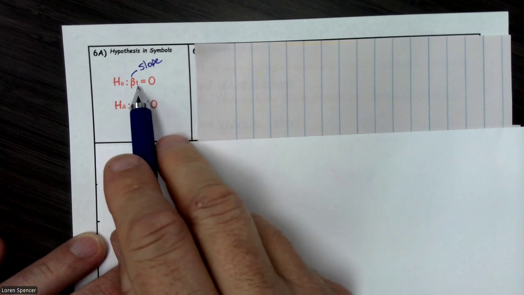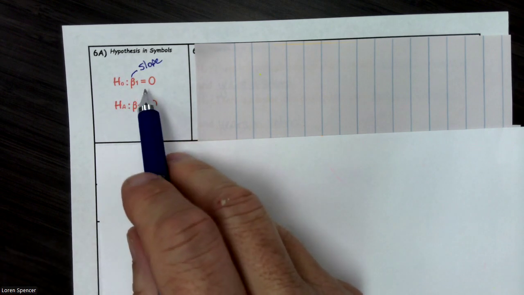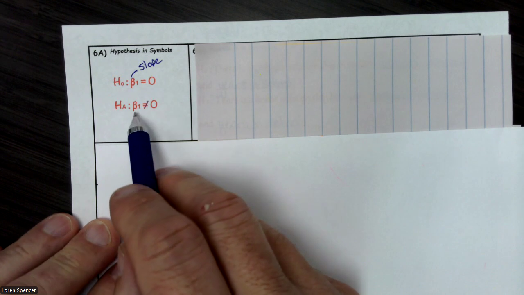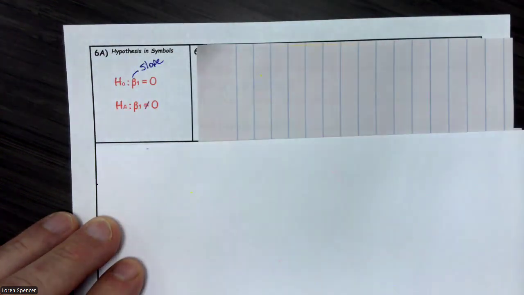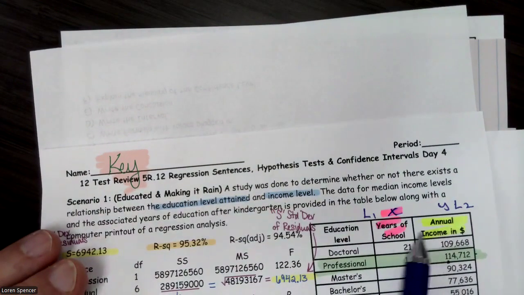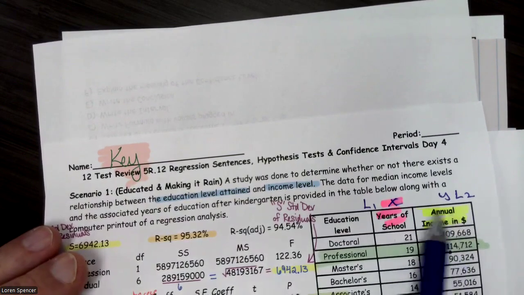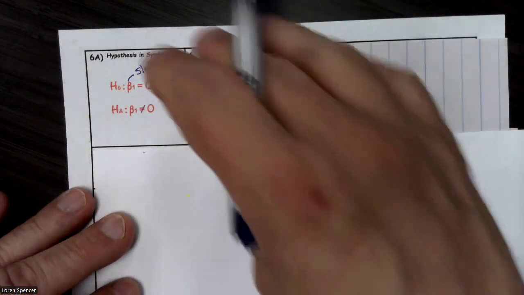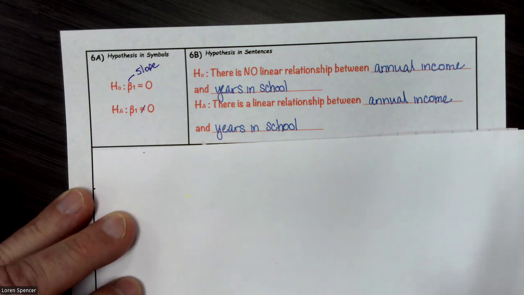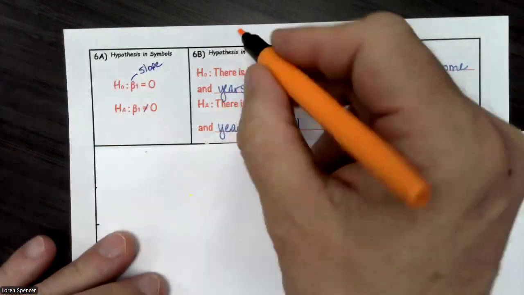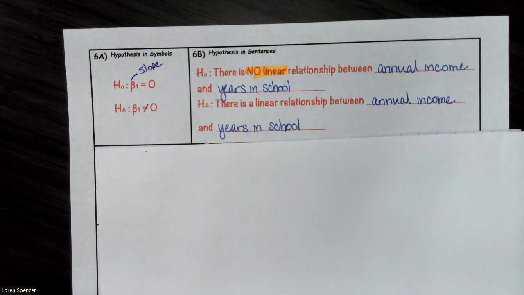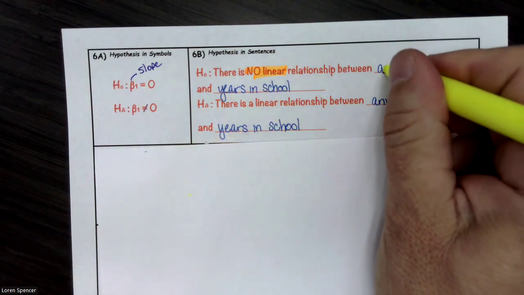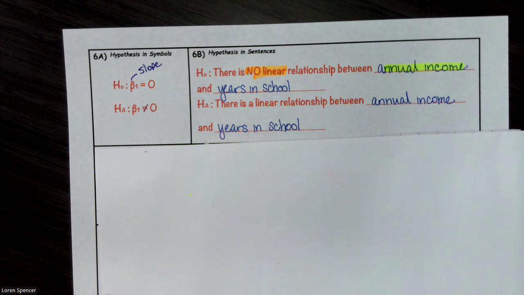In other words, that says that there is no linear relationship. That says that there is a linear relationship. Well, we're looking for a linear relationship between what? Between annual income and years of experience. Remember, we're always going to go Y then X. So there is no linear relationship between annual income, this is my Y, and years in school.